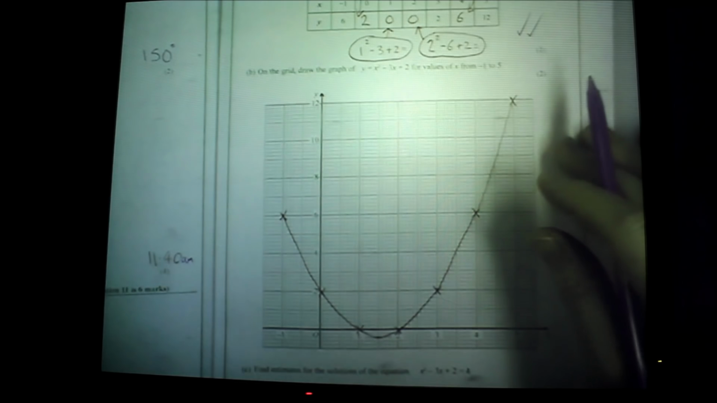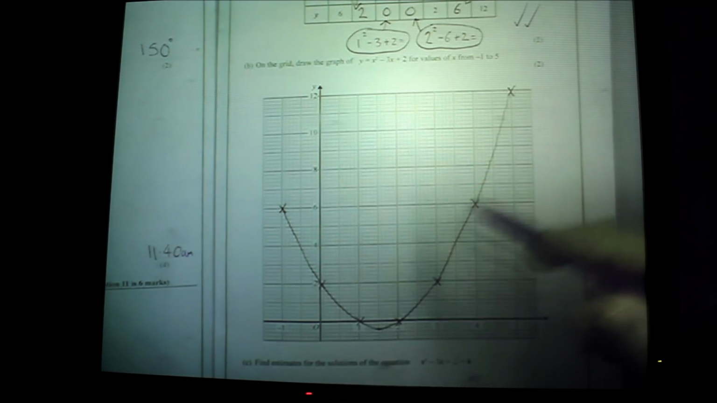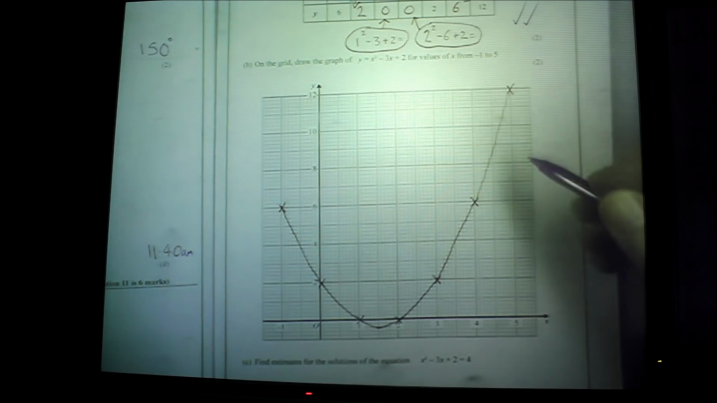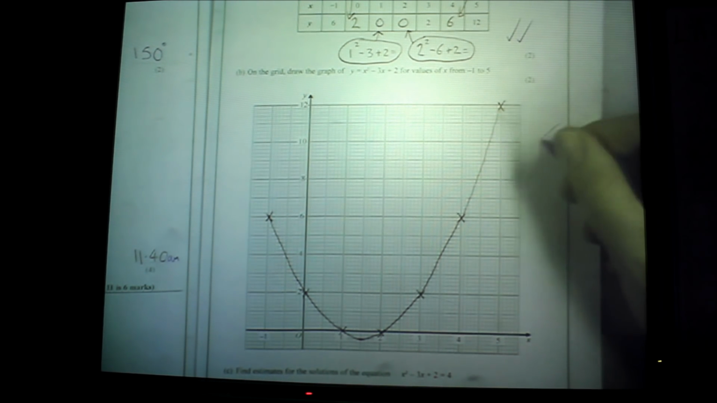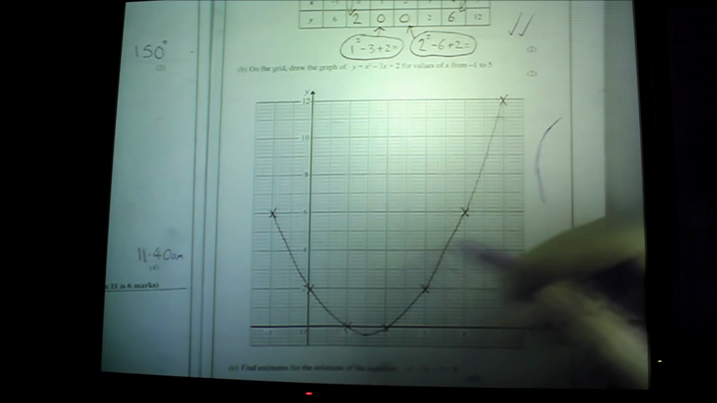Plot your points and draw your graph. You get 1 mark for plotting the points, and you get another one for drawing a nice curved graph like that. Don't do straight lines. Don't do feathering like this. All right, mathematically that's not very accurate. You should have a nice curved line like that.